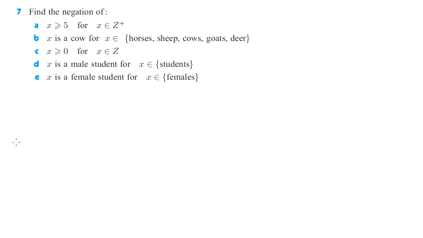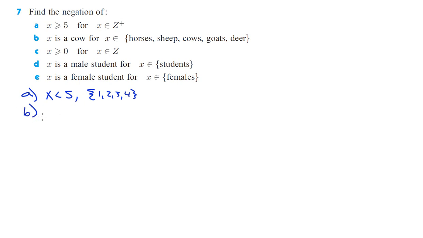At the next one, number 7, find the negation of the following. So for A, x is greater than or equal to 5 for x being an element of the positive integers. So if x is greater than or equal to 5, then really the negation is going to be x is less than 5. And that's all the integers that are positive, so then we can actually just write those all out. Okay, so we really could just write the set in there, which would be 1, 2, 3, and 4. We could also write that.